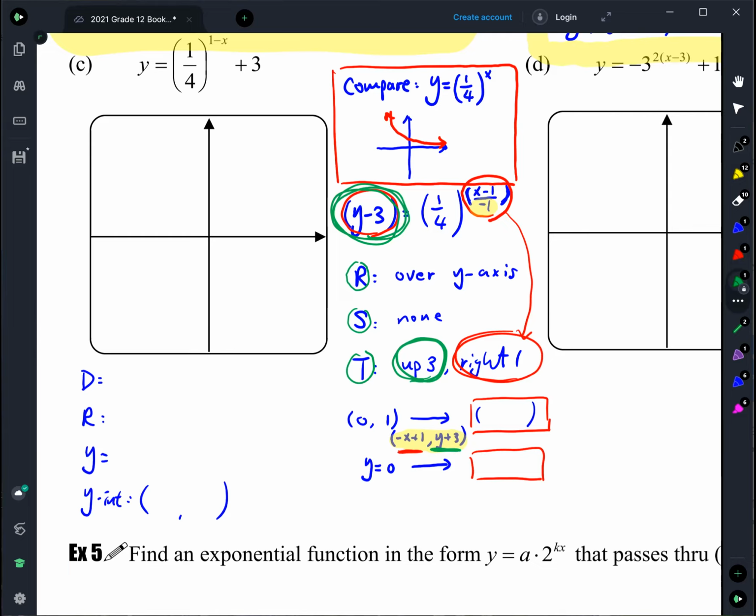Okay? So you take your original point, which is 0, 1. You plug it into those two formulas. The x, you times by negative and add 1. The y, you add it by 3. Okay? So can you tell me the final place then? So would it be 1, 4? Yeah, so go to 1, 4.